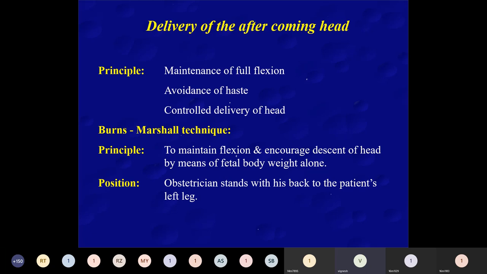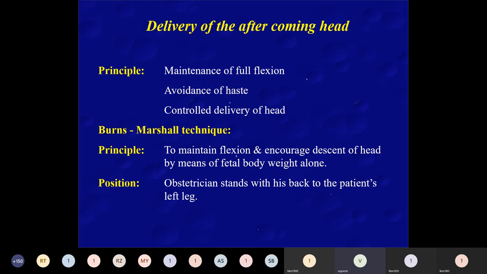And then once that is done and the nape of the neck is well seen, you can do the Bracht technique or the Mauriceau-Smellie-Veit technique of delivering the aftercoming head. In the Bracht method, maintain flexion and encourage descent of the head by means of fetal body weight alone. You must allow the baby to hang. That's why you have to bring the mother to the edge of the table. Allow it to hang by its own weight.